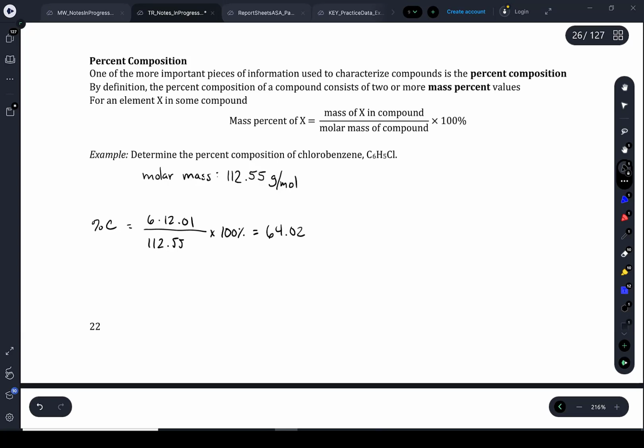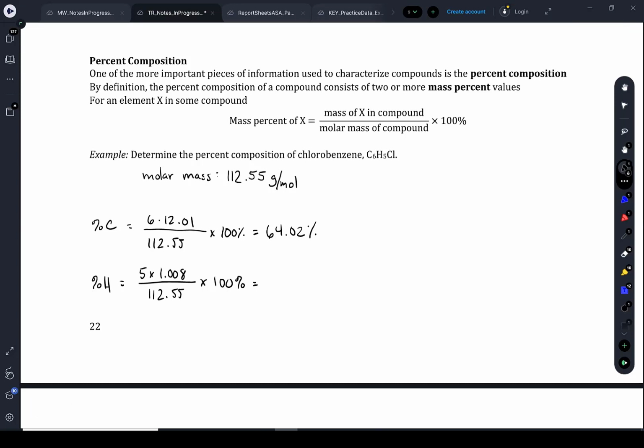Most of the time, by the way, people will do all of them to the same percent. So even if the hydrogen comes out to the thousands place, usually people will give them all to the same decimal place. I'm not going to right now. I'm just going to follow the usual sig dig rules. 5 times 1.008 over 112.55 times 100%. I'm getting 4.478%. Again, most people would not write it that way. They would say 4.48%, because if this one's going to the hundredth place, they're going to make them all go to the hundredth place. That's not how we learned our sig dig rules, so I'm not going to do that.